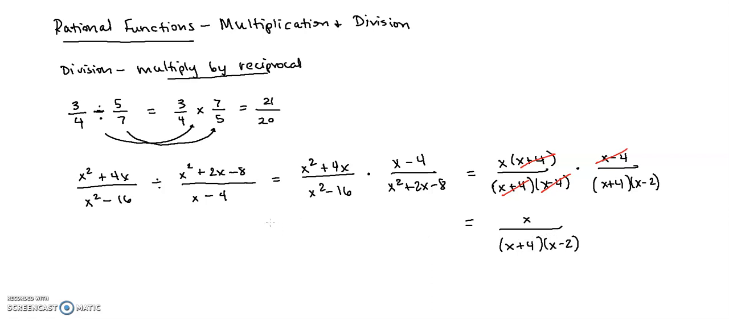So again, change to multiplying by the reciprocal. Then you're going to factor and cancel. And the final step is that you're actually going to multiply. Those are the steps for division.